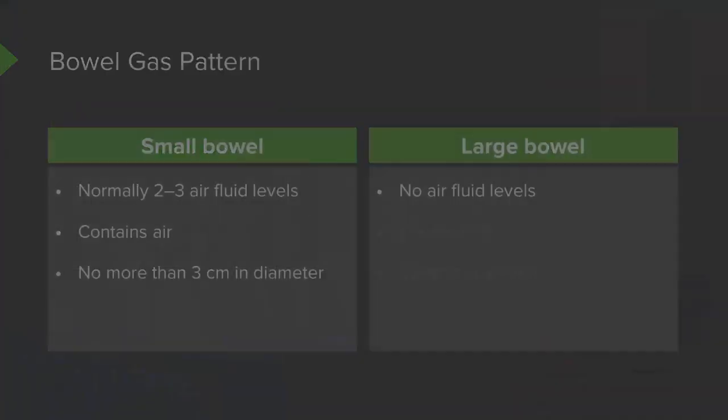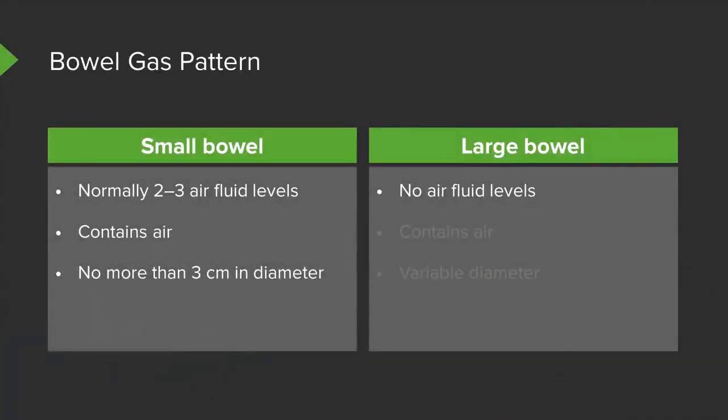Large bowel, on the other hand, usually doesn't have air fluid levels because a lot of the fluid is absorbed within the large bowel. It does contain air, and that's normal, and it can have a very variable diameter, so it's hard to rely on large bowel diameter to tell whether or not it's abnormal.